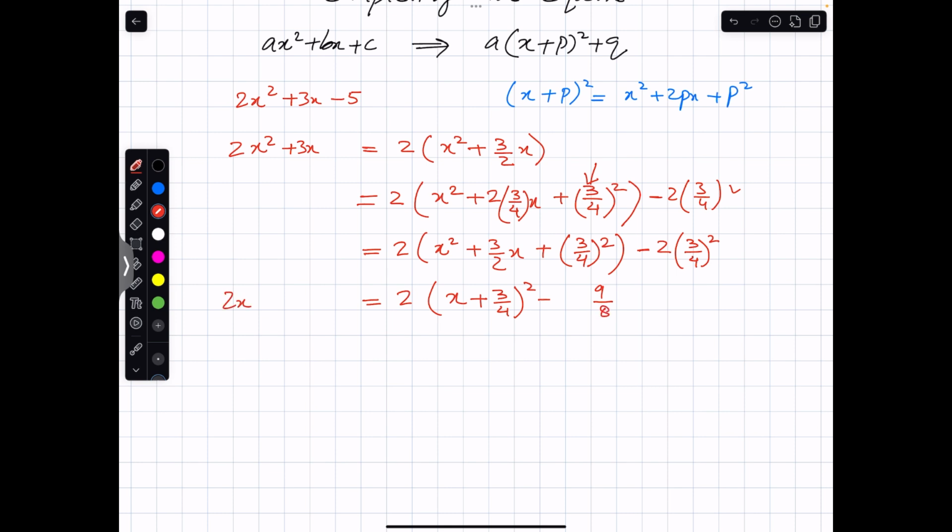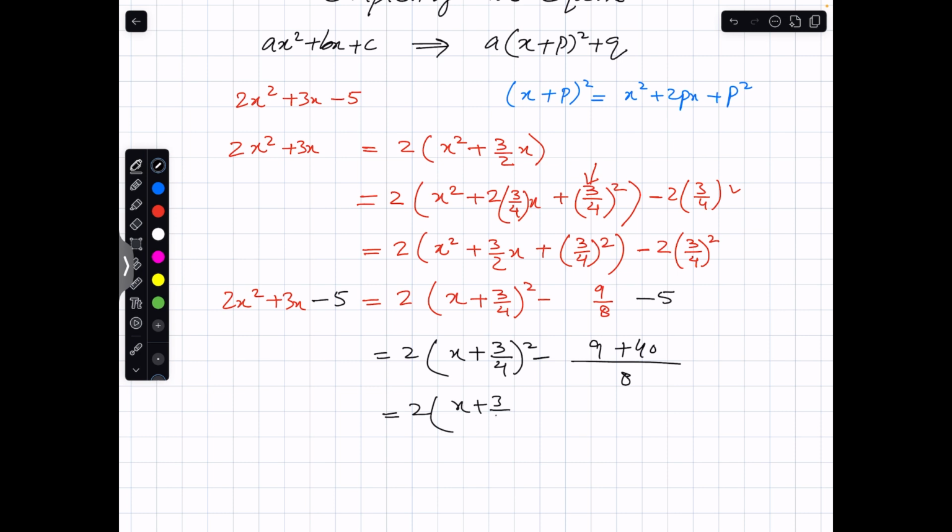So 2x square plus 3x is equal to 2 times (x plus 3 divided by 4) square minus 9 divided by 8. Now we are left with minus 5, so we have to write minus 5 on both sides. So this is 2 times (x plus 3 divided by 4) square, minus 9 divided by 8 minus 5. This is 9, and this will be plus 40. So we can say 2 times (x plus 3 divided by 4) square minus 49 divided by 8.